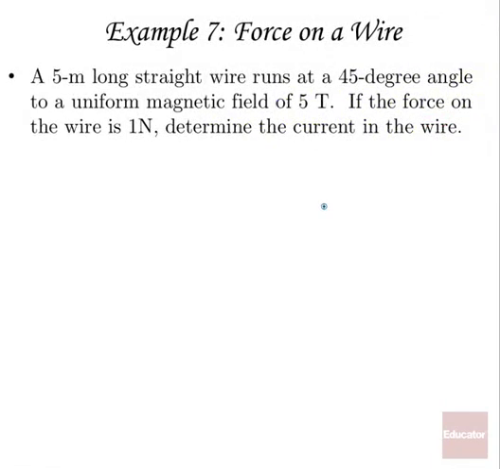All right, let's do an example with the force on a wire. We've got a 5-meter long straight wire, so L equals 5 meters, which runs at a 45-degree angle, theta equals 45 degrees, to a uniform magnetic field of 5 Tesla. B equals 5 Tesla. If the force on the wire is 1 Newton, F is 1 Newton, find the current I in the wire.